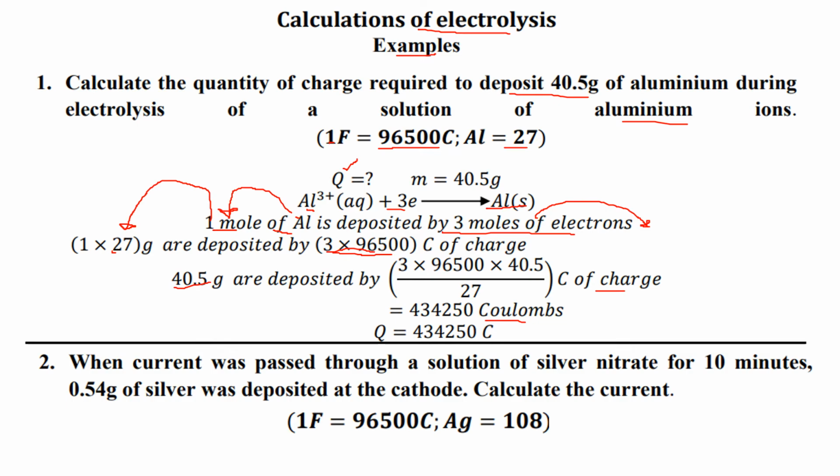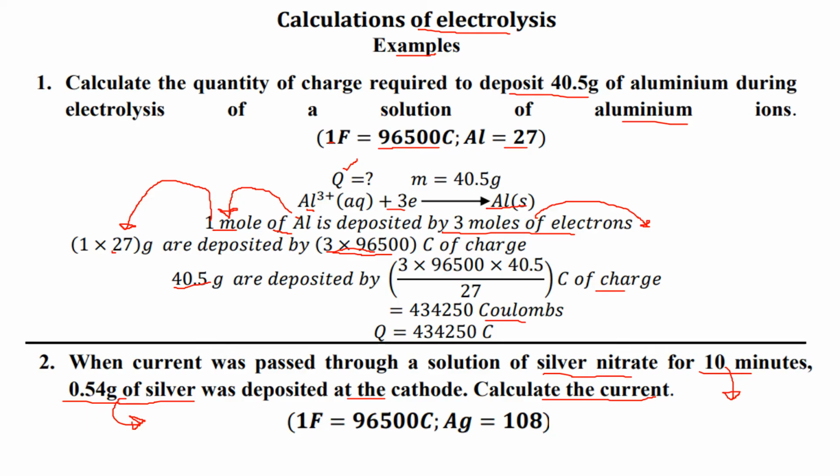So in the next number, we are going to look at when current is passed through a silver nitrate solution for 10 minutes. The time given here is 10, but remember that our time must be in seconds. The given mass here was 0.54 grams of silver. Since they gave us mass, you need to convert the moles that you get in your equation to mass. So these ones are going to be deposited at the cathode.